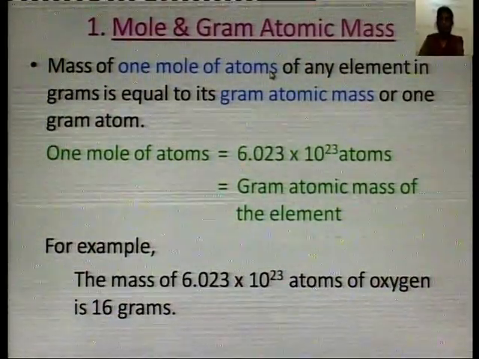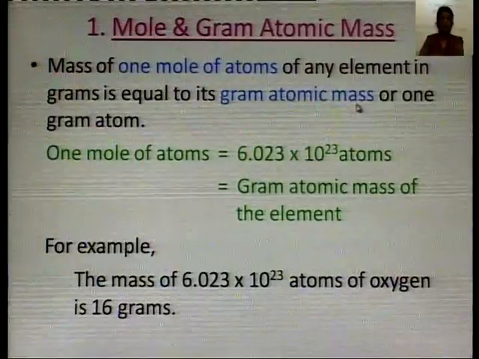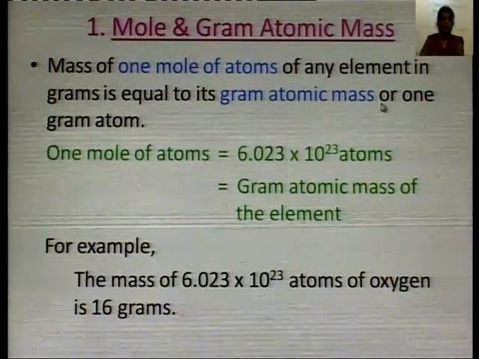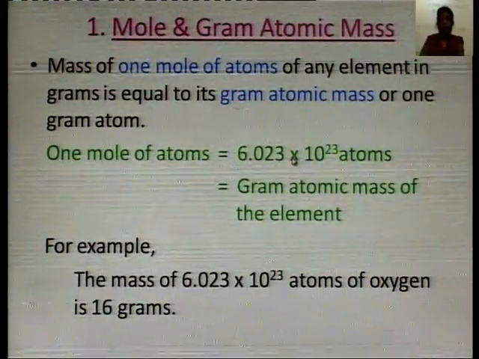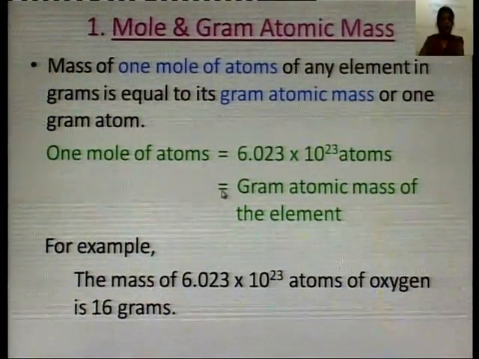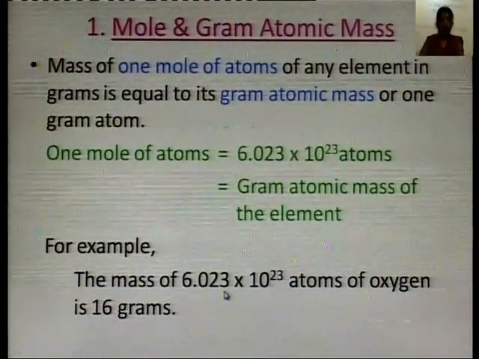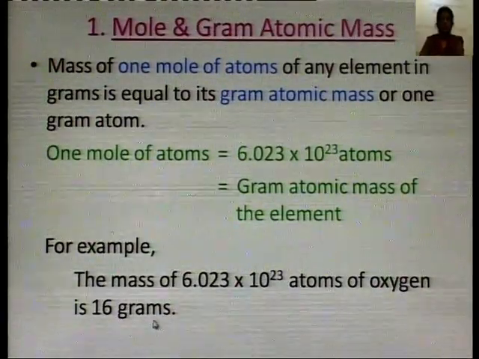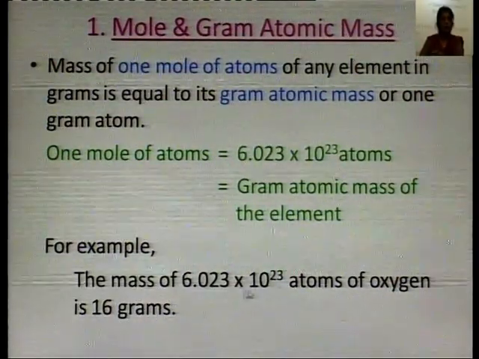Mass of 1 mole of atoms of any element in grams is equal to its gram atomic mass or 1 gram atom. You know that gram atomic mass is also called 1 gram atom. So, 1 mole of atoms is equal to 6.023 into 10 raised to power 23 atoms. Also, the mass of this 1 mole of atoms is equal to the gram atomic mass of the element. For example, mass of 6.023 into 10 raised to power 23 atoms of oxygen is 16 gram, because the gram atomic mass of oxygen is 16 gram, and this is also equal to 1 mole.